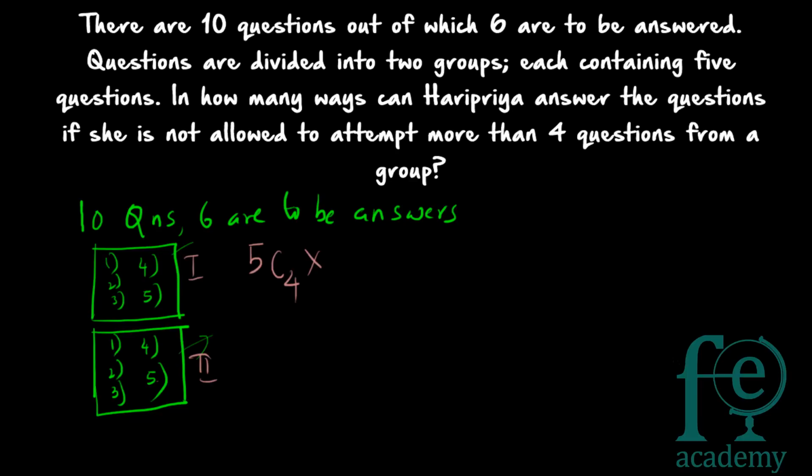Into. So 4 questions from the first group and 2 questions from the second group. When "and" is coming, you have to multiply. So how can you select 2 questions from the second group? It can be done in 5C2 ways. So that is one way she can answer.